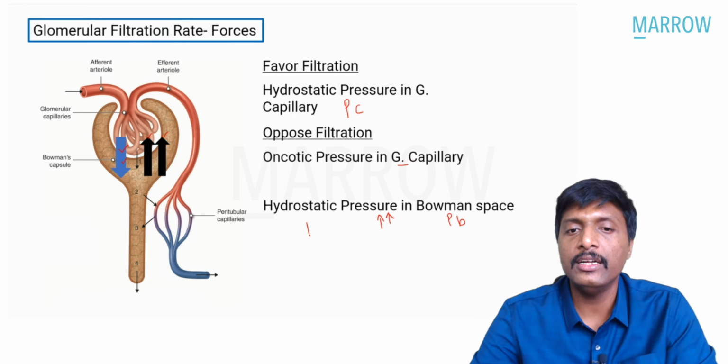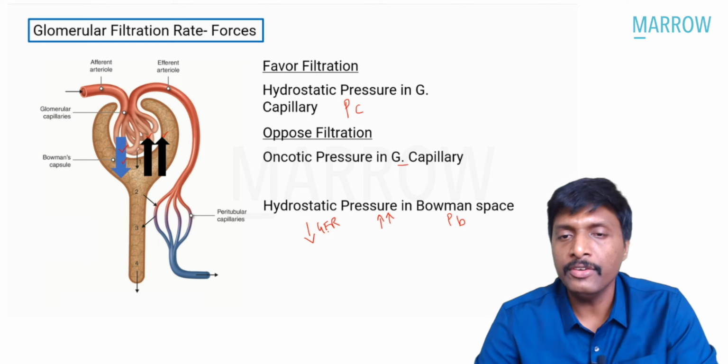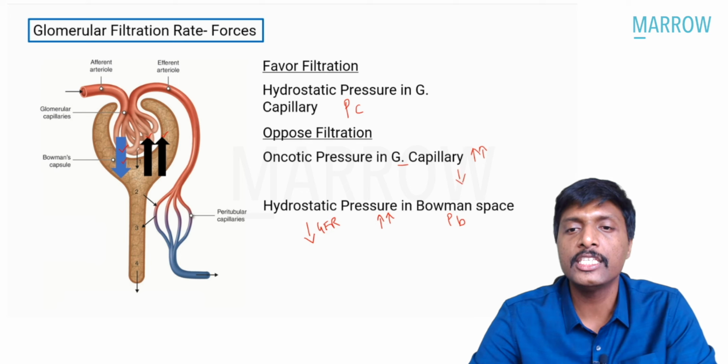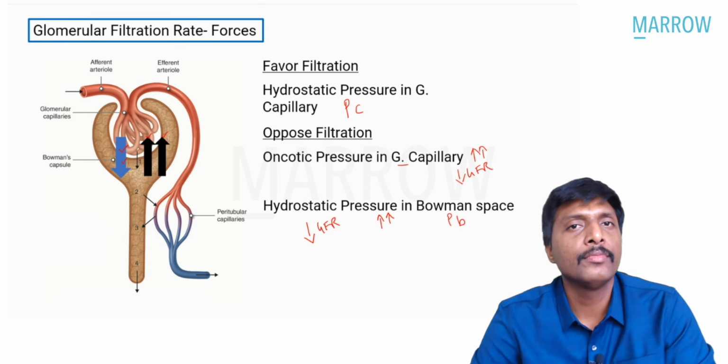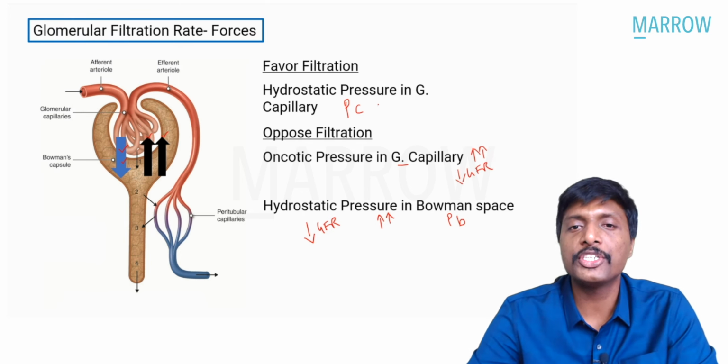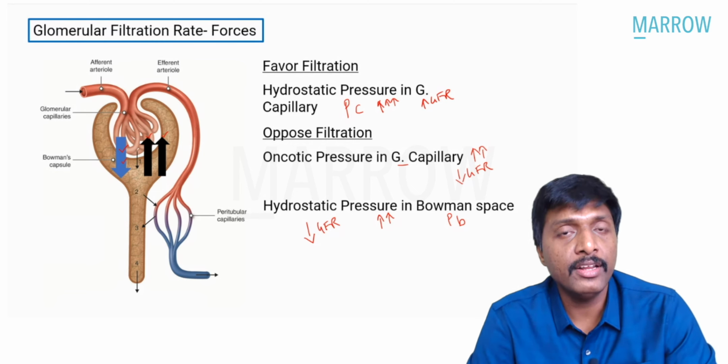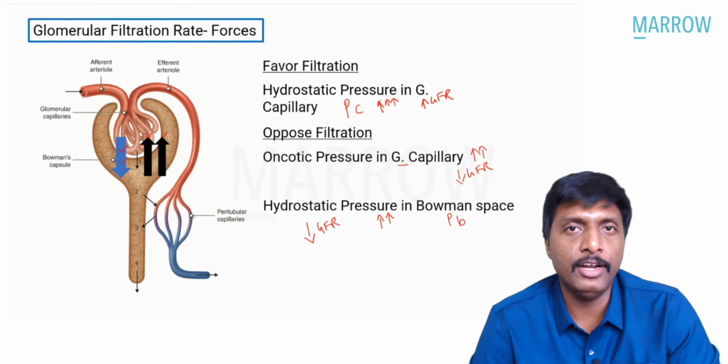Obviously, it will decrease my GFR, correct? If this oncotic pressure in glomerular capillary increases, it's an opposing force, it will decrease my GFR. If the hydrostatic pressure in the capillary, PC, increases, it favors filtration. That means it will increase my GFR. So the opposing forces, whenever they increase, our GFR will fall.